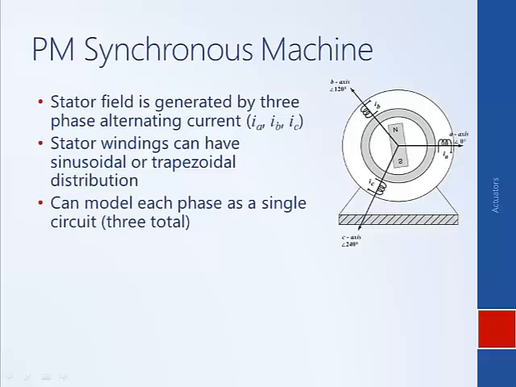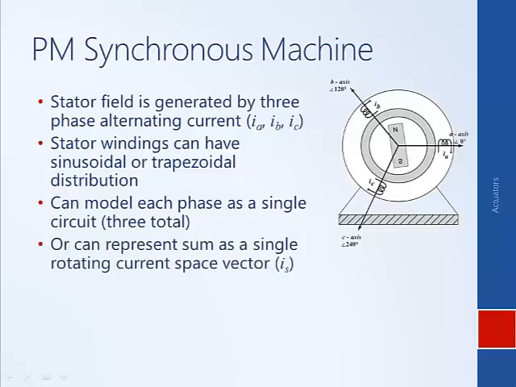When we model an AC machine like this, a three-phase machine, we can model each of the circuits individually. So just like with a DC motor, how we had an armature with some lumped resistance and some lumped inductance and a back EMF and all that, we can do the same thing for each of these three phases. Alternatively, we can represent the three phases all together as a single rotating current space vector. And this won't be entirely clear from this picture, but there's an animation on the next slide.